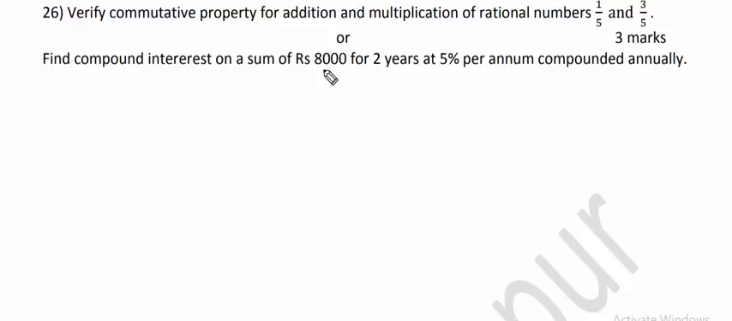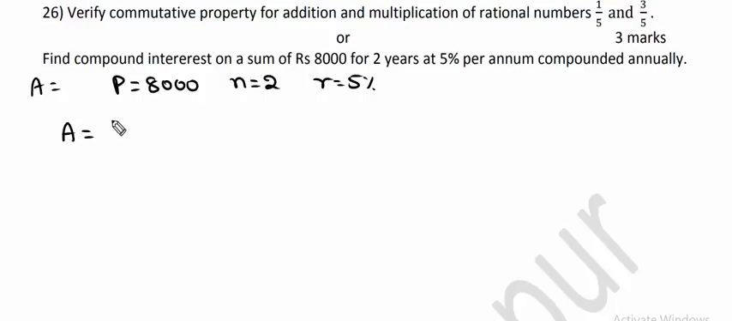Find the compound interest on a sum of 8,000 rupees. The given principal is 8,000 rupees, the number of years n is 2, and the rate of interest is 5%. So here we have to find the total amount first, and after that we have to find the compound interest.